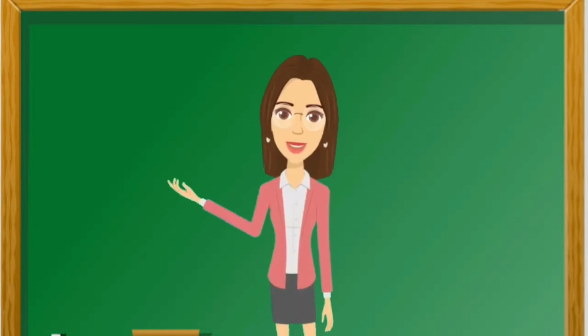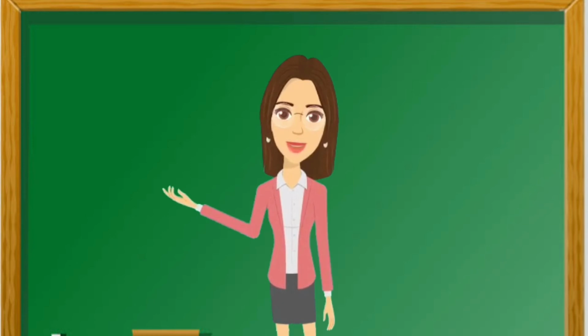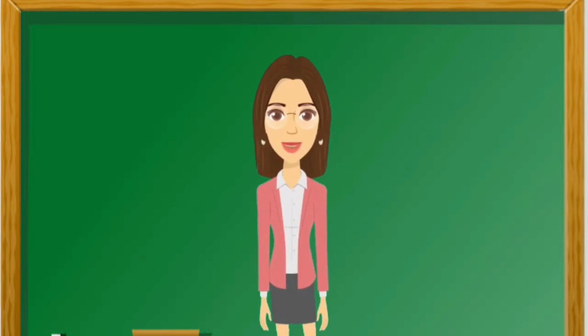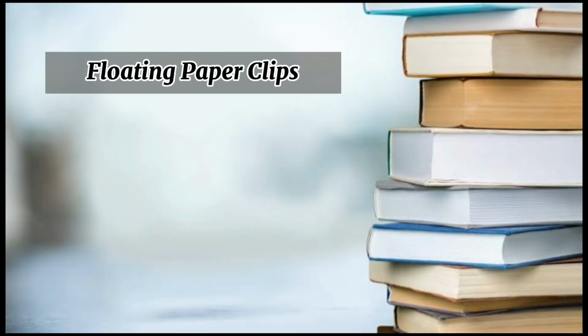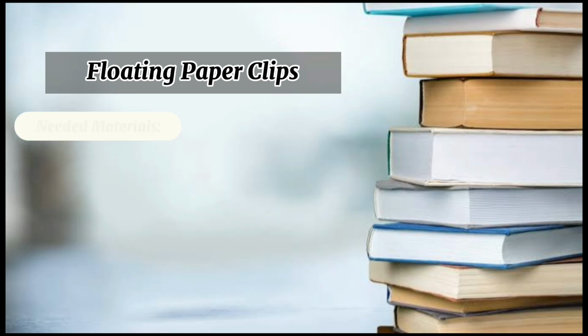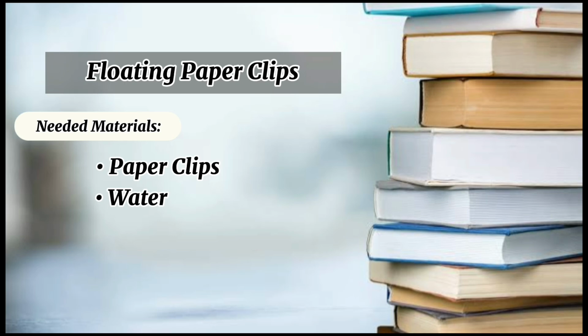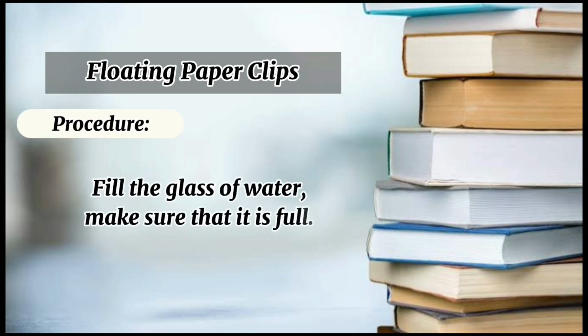Now that we are done learning the effects of intermolecular forces on the properties of substances, we have to apply one of the properties by doing an experiment. This experiment is called floating paper clips. By doing this experiment, you can be by yourself or you can be with your family. The needed materials are paper clips, water, and a clear glass. Procedure: fill the glass with water. Make sure that it is full.